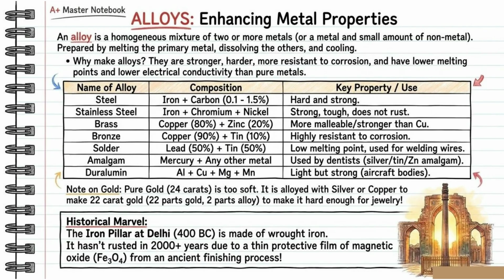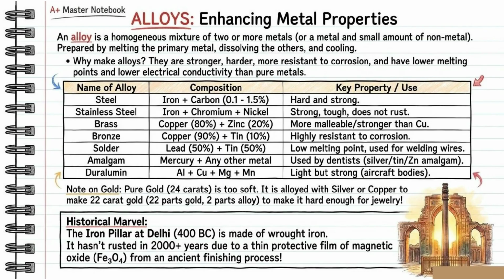To wrap up, I want to share a true historical marvel. In Delhi, there is an iron pillar built around 400 BC out of wrought iron. It has stood exposed to the weather for over 2,000 years, yet it hasn't rusted. How is that possible? Ancient metallurgists created a thin protective film of magnetic oxide, Fe3O4, on the surface, utilizing the exact principles of corrosion prevention we just discussed today. That is a brilliant final thought.